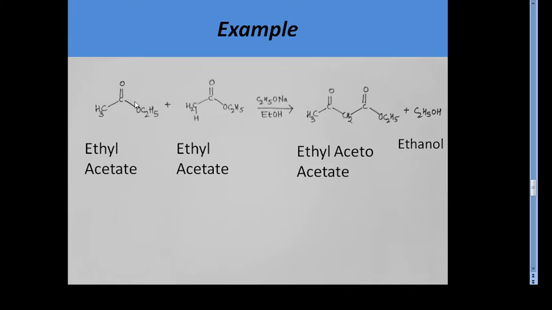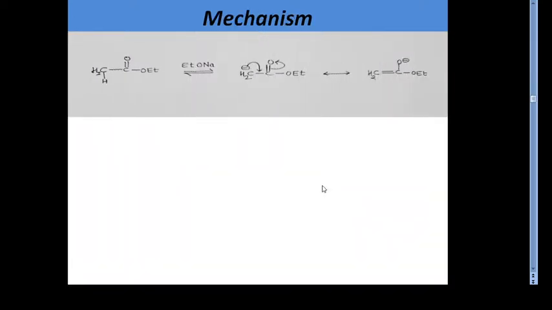So an ethanol molecule will be eliminated: OC2H5 from one molecule and hydrogen from the other. So the ethanol molecule is eliminated and the condensation takes place. This particular acetyl group will join to the CH2 of the first molecule and you get the product ethyl acetoacetate. Okay. So let's see the mechanism of this reaction.